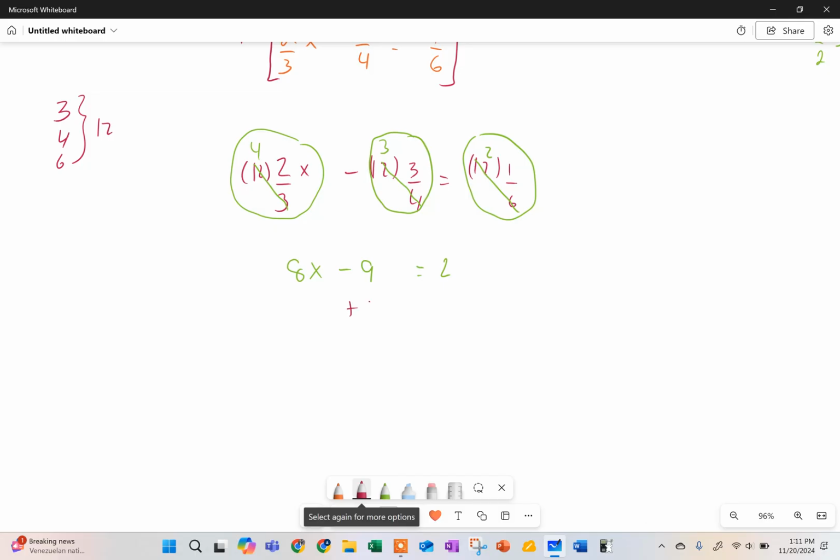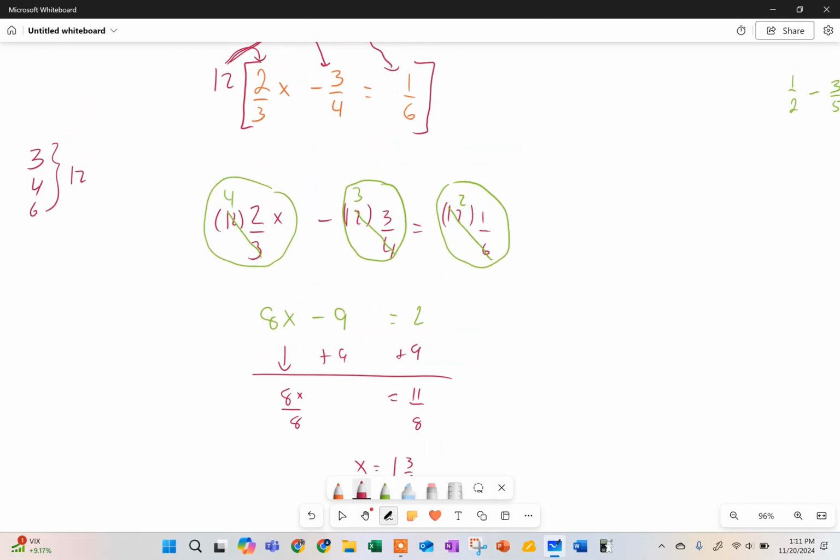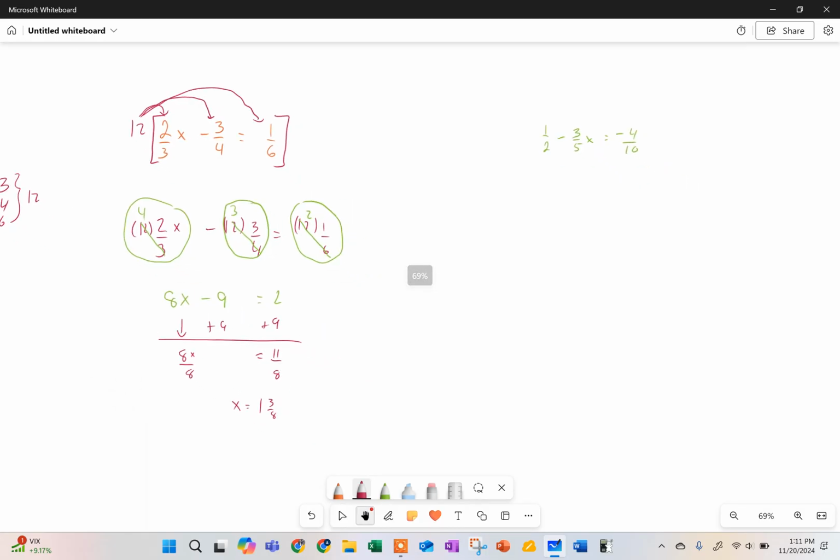I'm going to add 9. I got 8x equals 11. And divide by 8, and I kind of wish I had kept my answer up. x equals 1 and 3/8. Although I don't think that's what I had. So I may have actually made a mistake, which is fine.